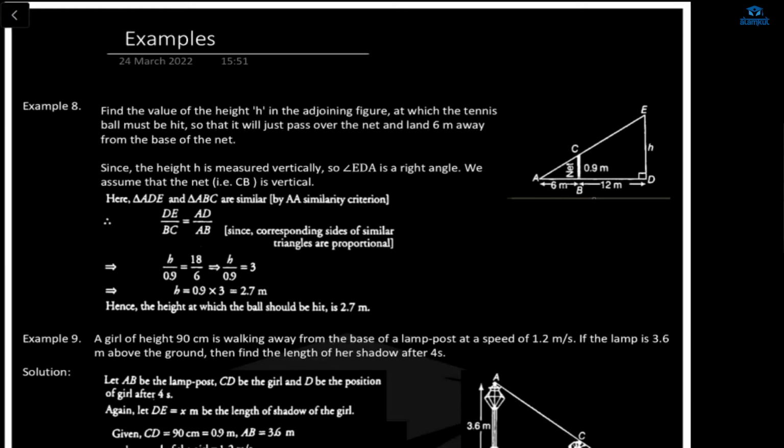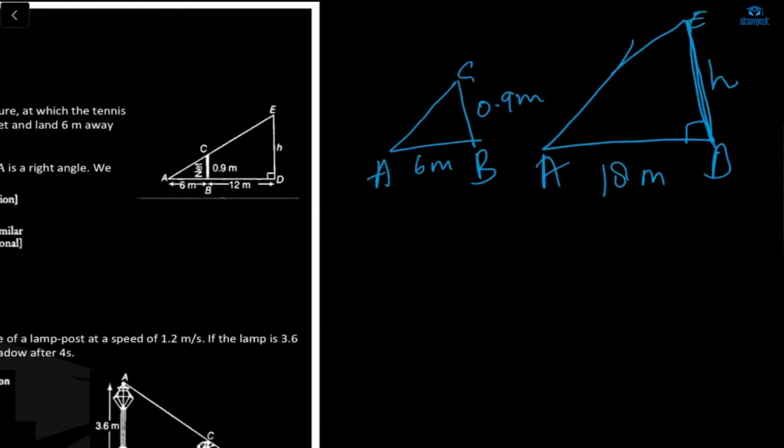See, you have two triangles. I'm drawing it separately, so you can see that one triangle is ACB and one triangle is AED. This is h. This is 0.9 meter and this is 6 meter, and this whole side is 18 meter, divided into two parts, 6 meter and 12 meter. And what else? This will be 90 degree, because your height is taken straight. And the net will also be straight only, it will not be slanting, we are assuming it. So this will also be 90 degree. And angle A is common in both. And this angle, obviously, will be 90 minus angle A. This angle will also be 90 minus angle A.